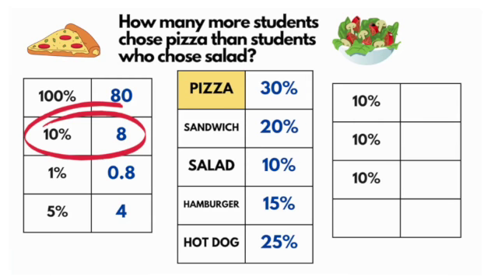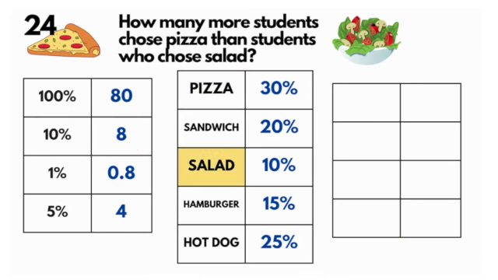So it says how many more students chose pizza than students who chose salad. So let's solve for pizza. Pizza is 30%, and if 10% is 8, we're going to do that 3 times. And 10% you can see in our table. So if each 10% is 8, then 30%, if we add up that side of the table, needs to be 24. So now we know there are 24 students that chose pizza.